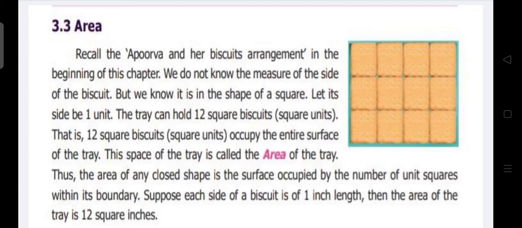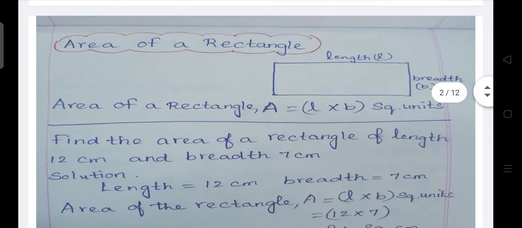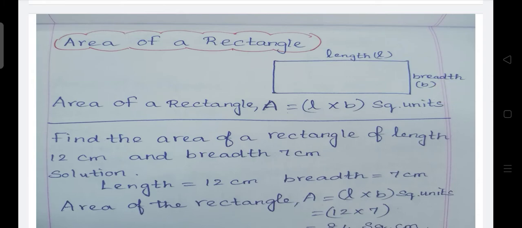Suppose each side of the biscuit is 1 inch in length, then the area of the tray is 12 square inches. See the rectangle, area of the rectangle: length is denoted as L and breadth is denoted as B. So area of the rectangle is L into B square units.